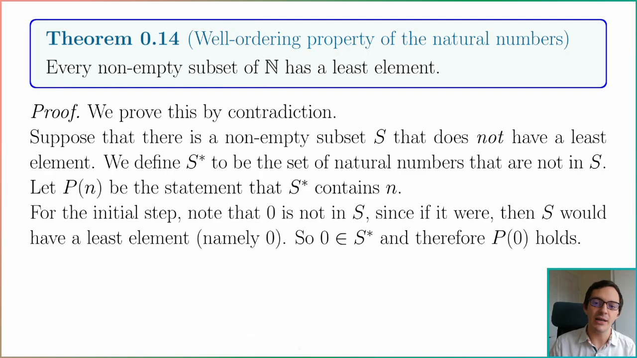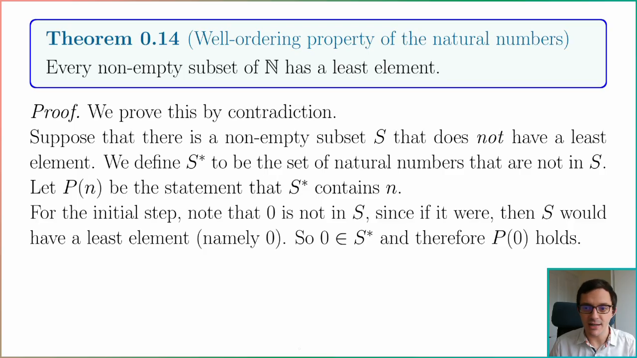It says that every non-empty subset of the naturals has a least element. By least element, I mean an element that is less than or equal to every element in the subset. So for example, the primes have a least element, it's 2, because 2 is a prime number and it's less than or equal to every prime number.